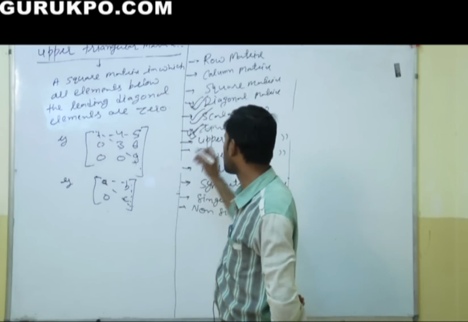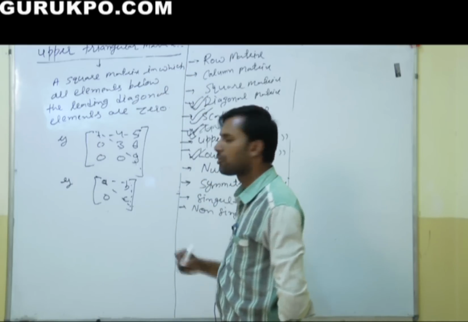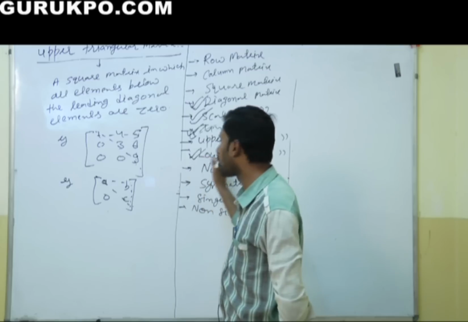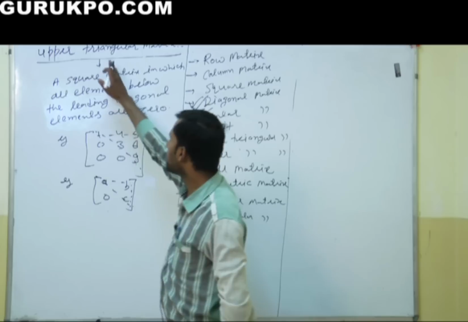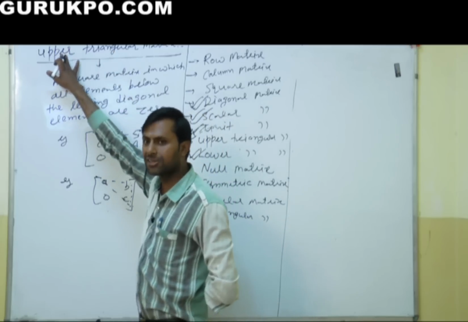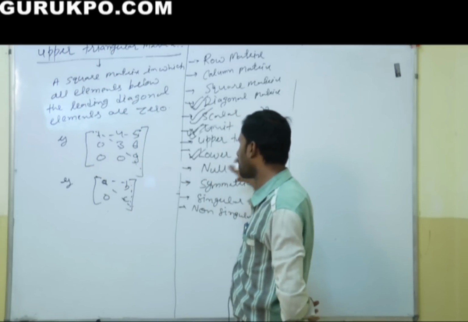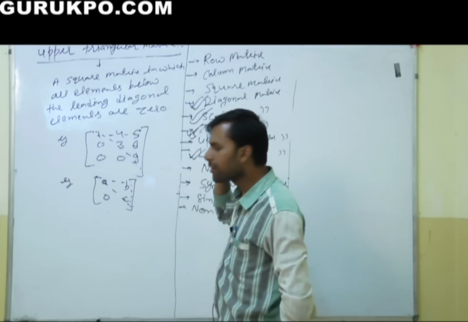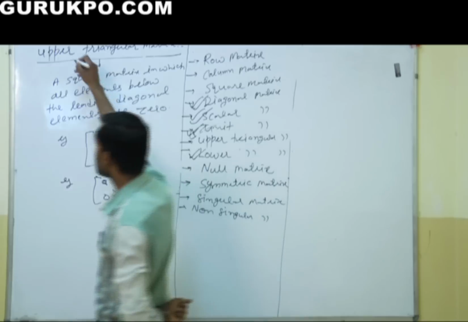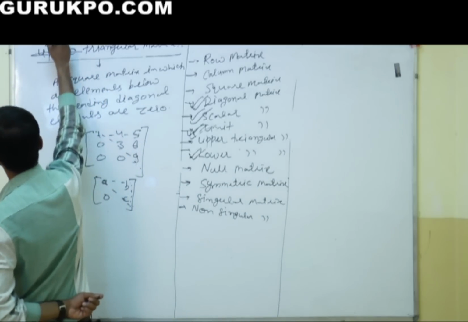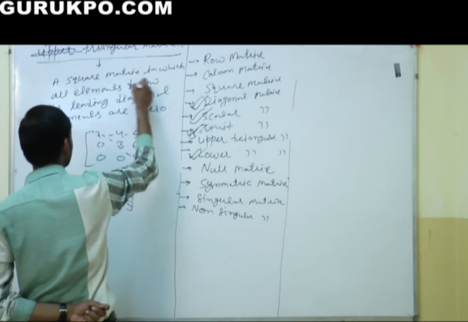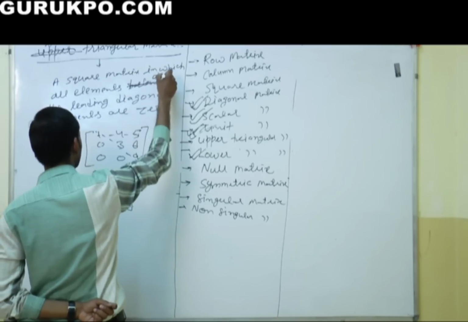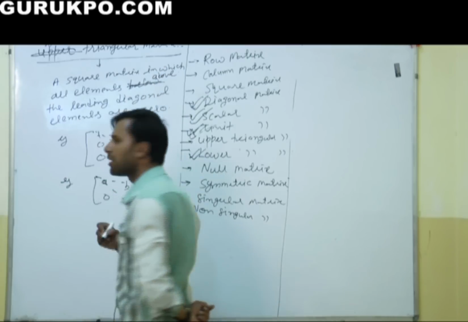Okay. The next one is the lower triangular matrix. What is a lower triangular matrix? There is not much change. Here the triangle is in the upper direction, and in the lower triangular matrix the triangle is in the lower direction. How? We change upper to lower, and similarly below becomes above.